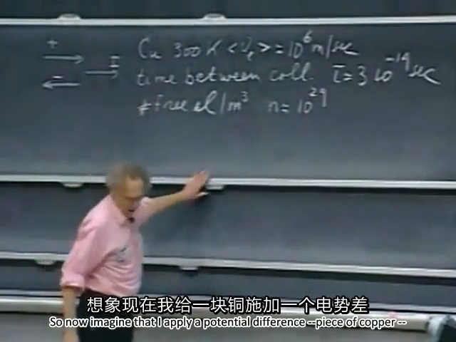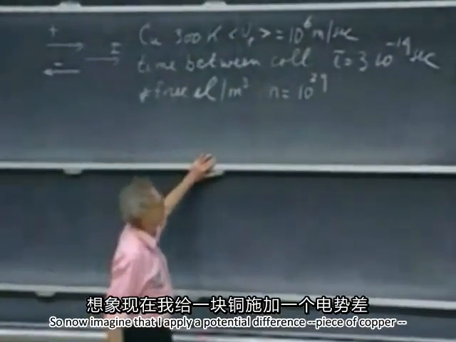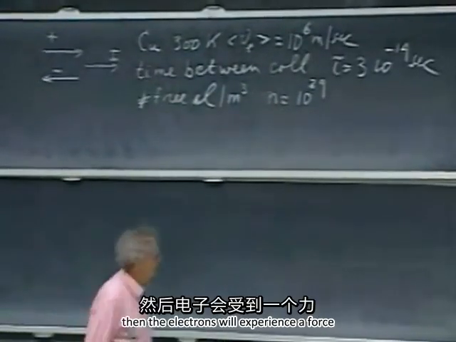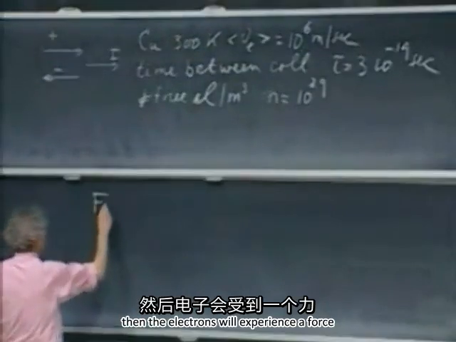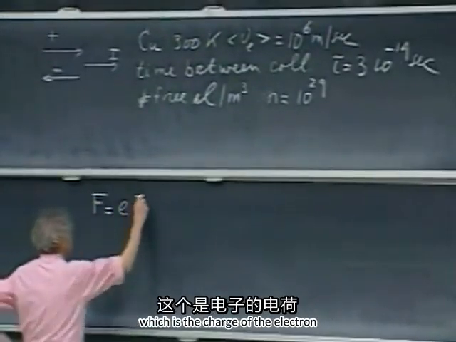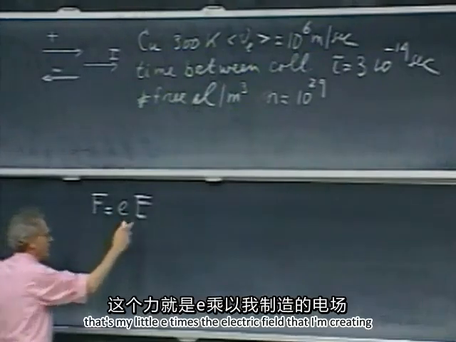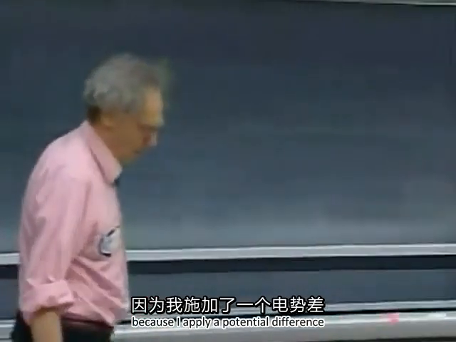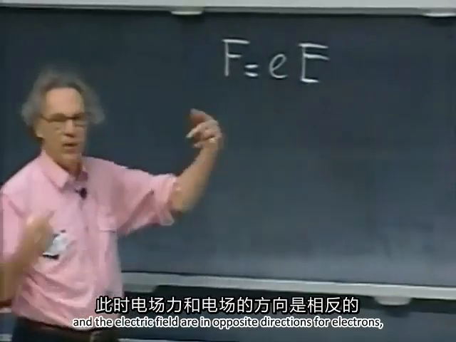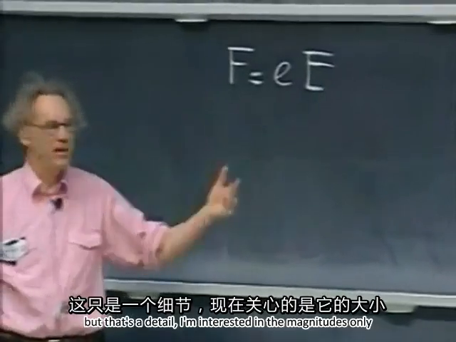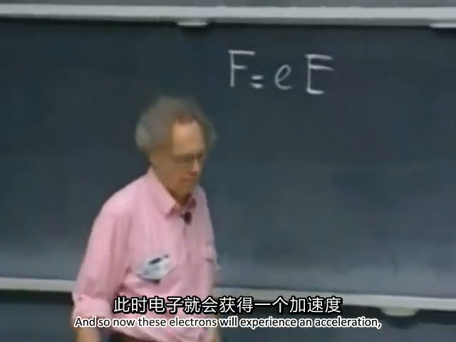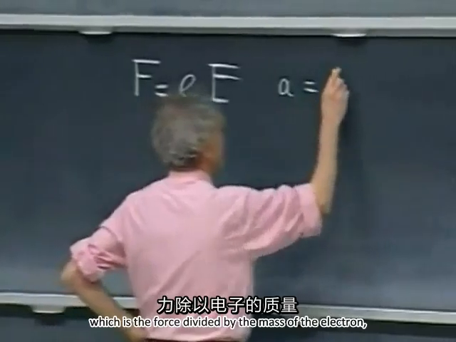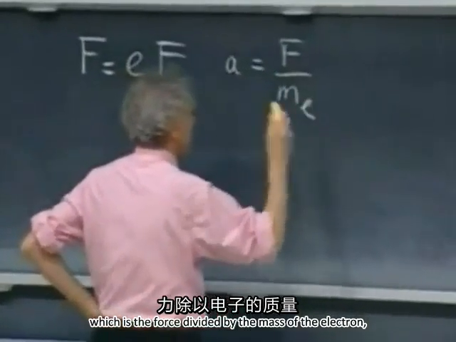So now imagine that I apply a potential difference over a piece of copper, or any conductor for that matter. Then the electrons will experience a force, which is the charge of the electron, my little e, times the electric field that I'm creating, because I apply a potential difference. I realize that the force and the electric field are in opposite directions for electrons, but that's a detail. I'm interested in the magnitudes only.